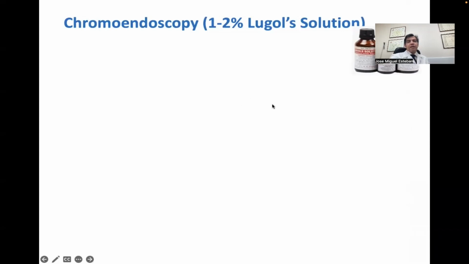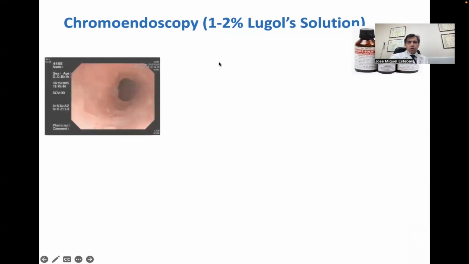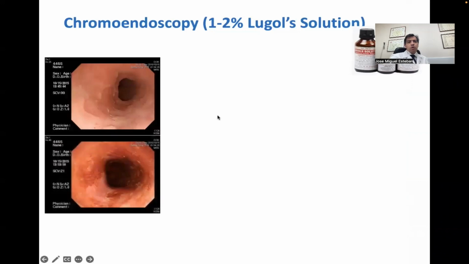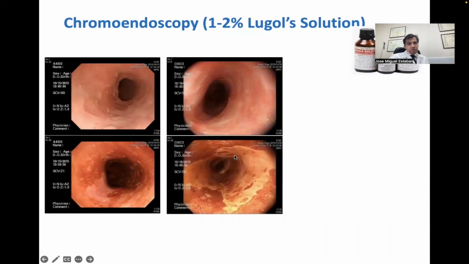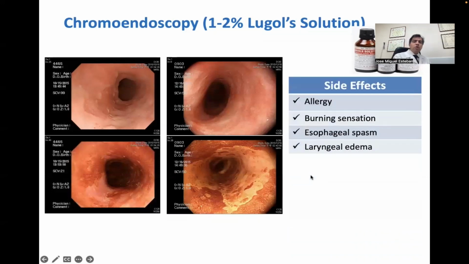We apply Lugol solution at 1 or 2%. And you can see these kinds of images after applying Lugol solution. The suspicious area is this one. And you will see in this one that you can delineate the area very well. With Lugol, you can identify the suspicious areas of dysplasia where you have to take biopsies.